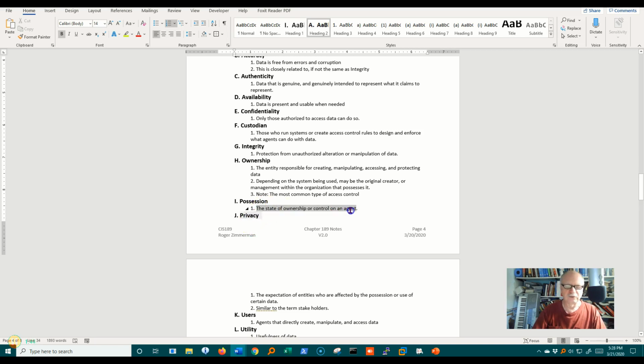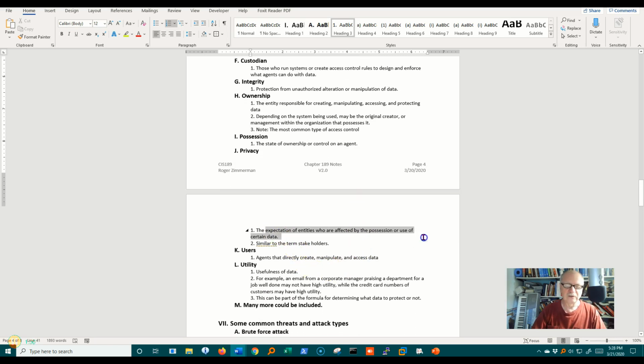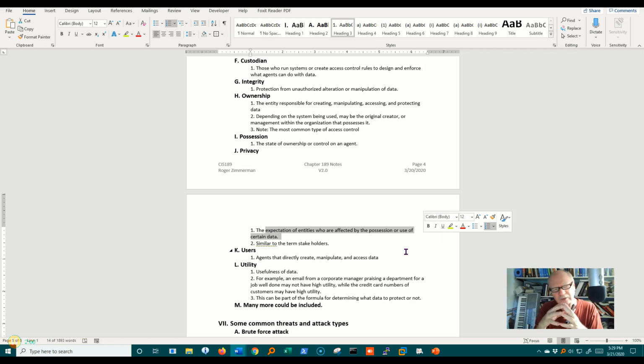Possession, in other words, the state of ownership or control of that particular data. And privacy, the expectation that entities who are affected by the possession of the data. So in this case, for example, credit card information, I, as a person who makes a purchase online, expect privacy of my information.